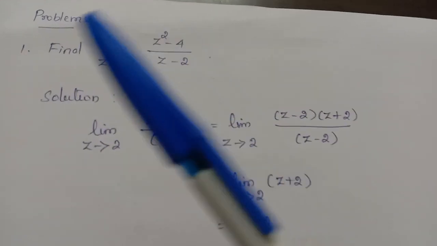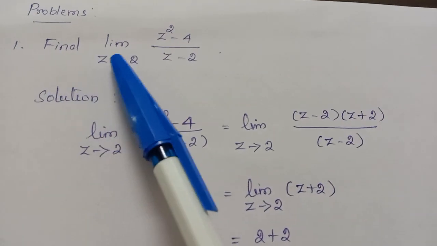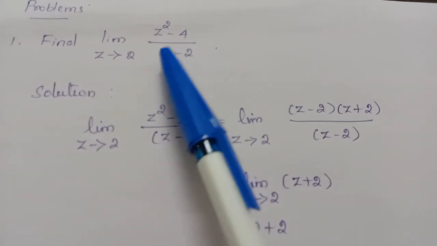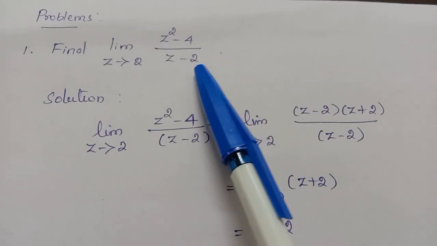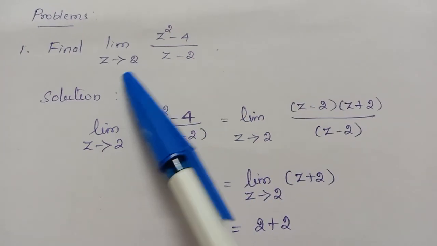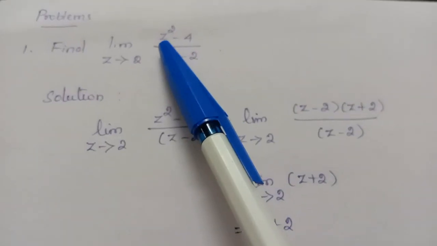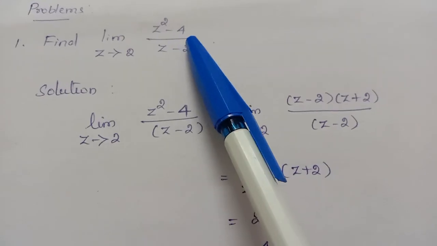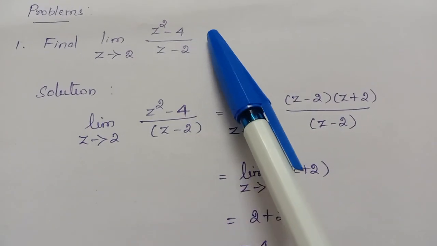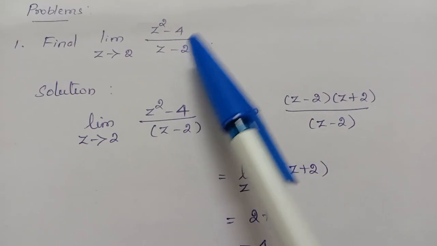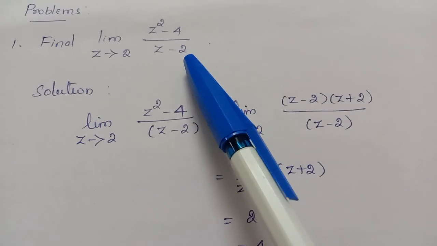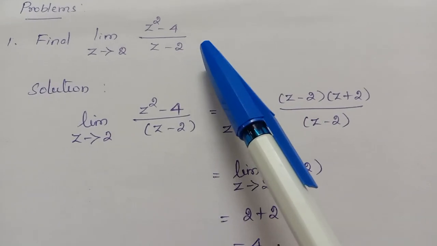Okay, now let's see some problems of finding the limit of a given function. See, this is the first problem. Find limit z tends to 2, z square minus 4 by z minus 2. See, if you substitute the value z equal to 2 directly here, what happens? 2 square is 4, no? 4 minus 4 by 2 minus 2 is what? 0 by 0, indeterminate form, no? So you should not write it in that way.